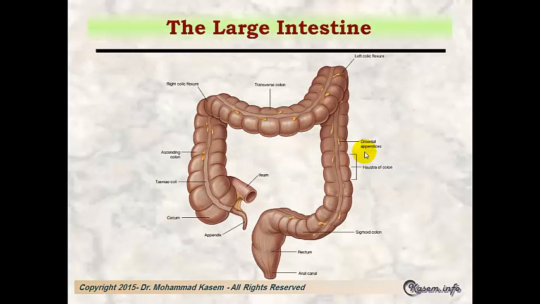Now, a better, larger view. You see these taeniae coli. These are the external longitudinal layer of the muscle layer, forming three bands only, visible on the surface of the large intestine. We see this appendix protruding from the cecum, the first part of the large intestine, then the cecum, the ascending colon, the transverse colon.